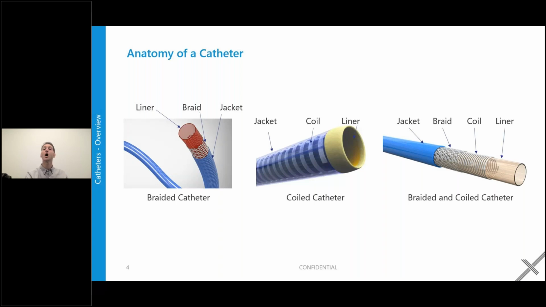And then we have the combination of the two, where we have a liner, a coil, and a braid. You can flip those back and forth depending on the performance, and we'll talk about that a little bit more later. It doesn't have to be coil then braid or braid then coil. You can manipulate those, and then a jacket.